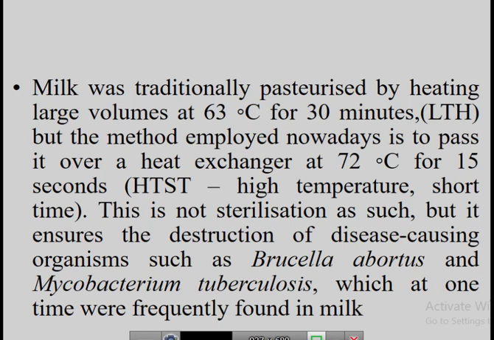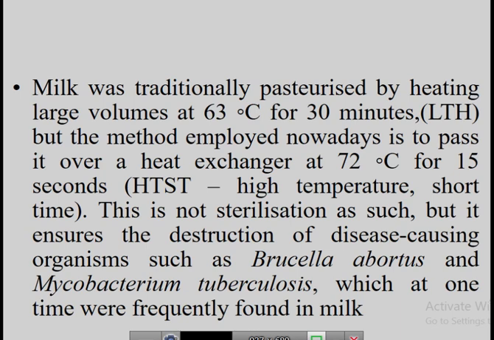Even milk is traditionally pasteurized by one of the methods called LTH. LTH stands for low temperature heating. In milk industries, milk is not sterilized at very high temperature because it may result in loss of nutrient quality of the milk. So heating of the milk below 100 degrees Celsius can be effective to reduce microbial count. It will definitely reduce microbial count. Even it will result in destruction of certain pathogenic microorganisms present in the milk.